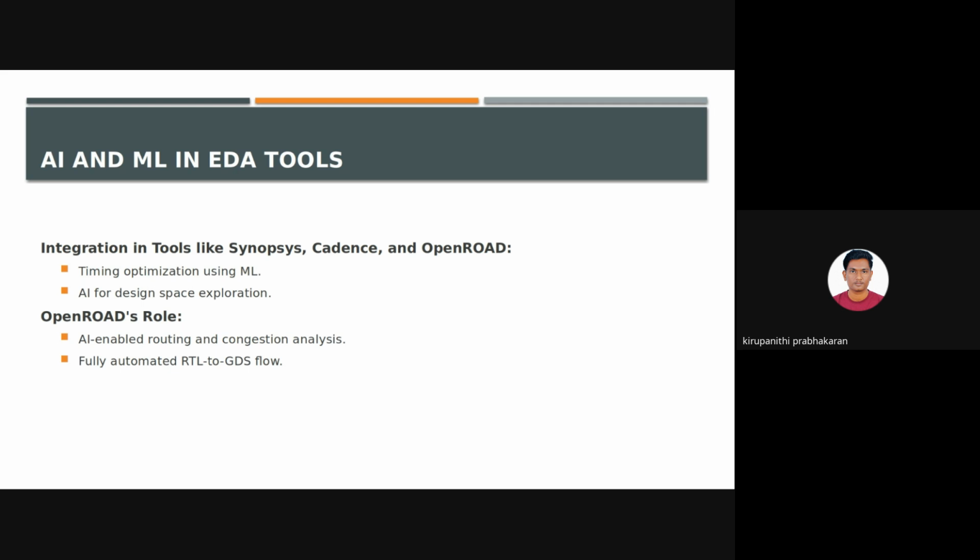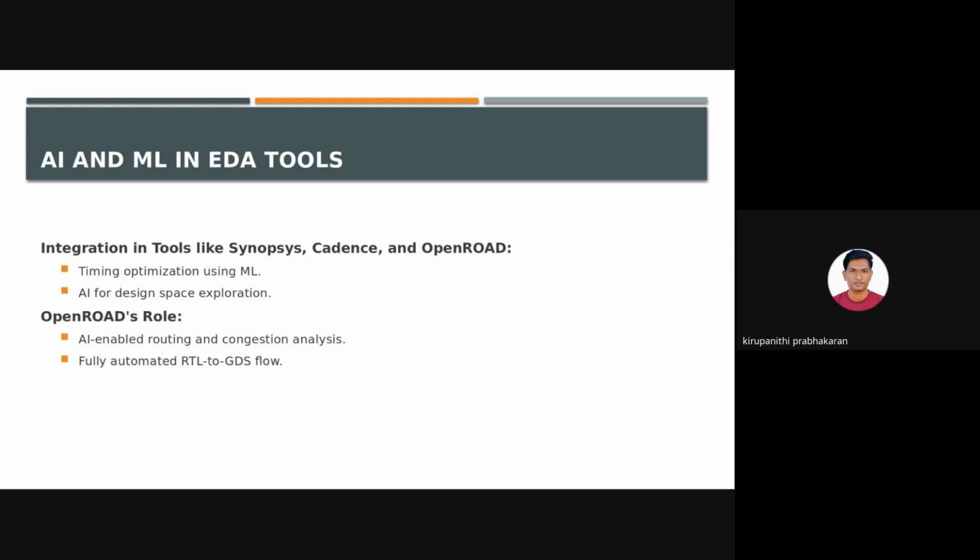AI and ML in EDA tools. Integration in tools like Synopsys, Cadence, and OpenROAD. AI and machine learning are increasingly integrated into electronic design automation, that is EDA tools, to enhance the performance, automate tasks, and accelerate the chip design process.